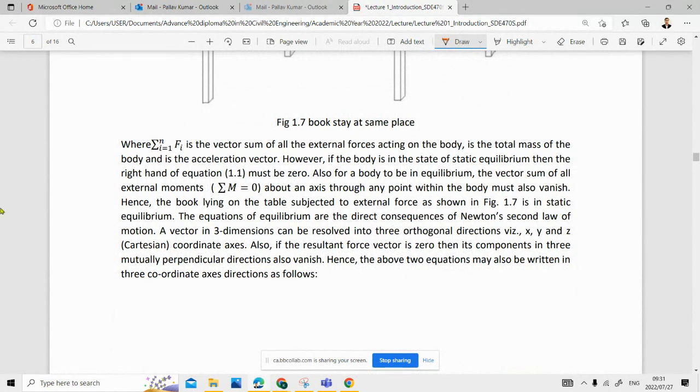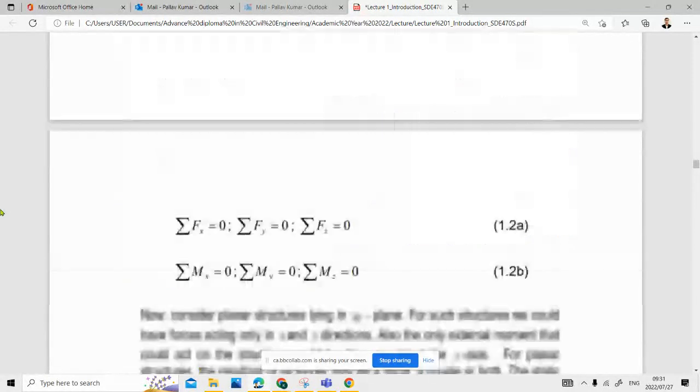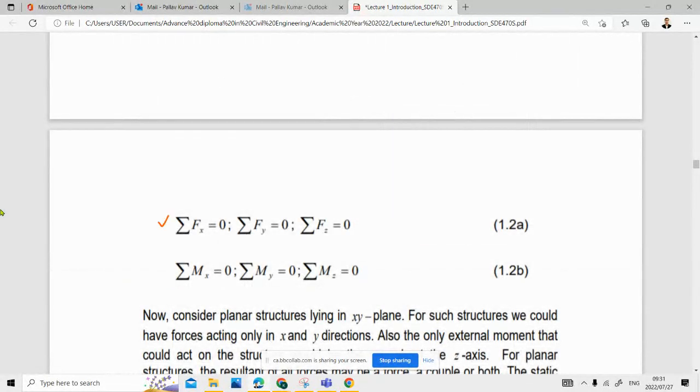And if you see, a vector in 3 dimensions can be resolved. That is what I have resolved, the 3 forces, right? Also, if the resultant force vector is 0, then its components in 3 mutually perpendicular directions also vanish, right? Hence, the above 2 equations may be written in the 3 coordinate directions as follows. That is what they have written, and this is what we have come across as equations of static. So whenever we say write down the equations of static, you need to go for it.